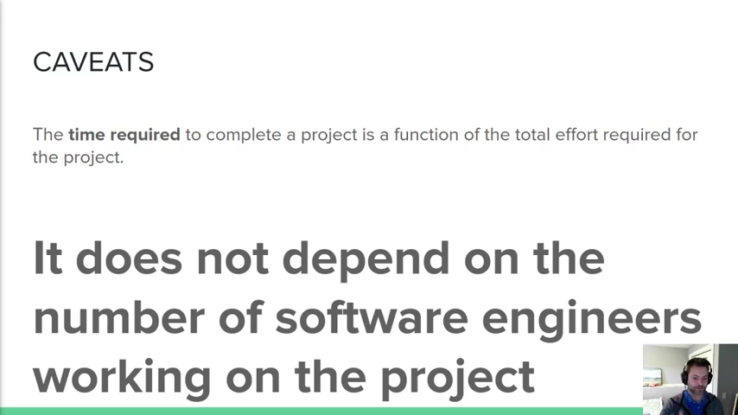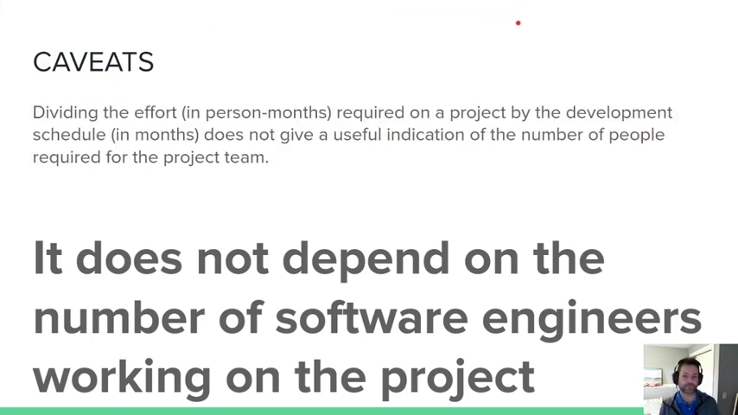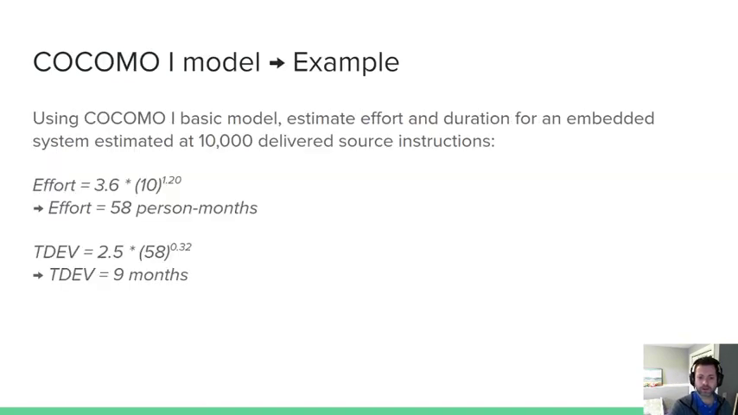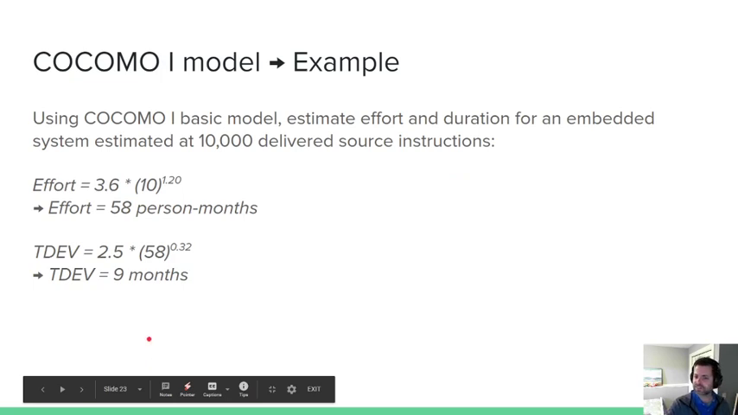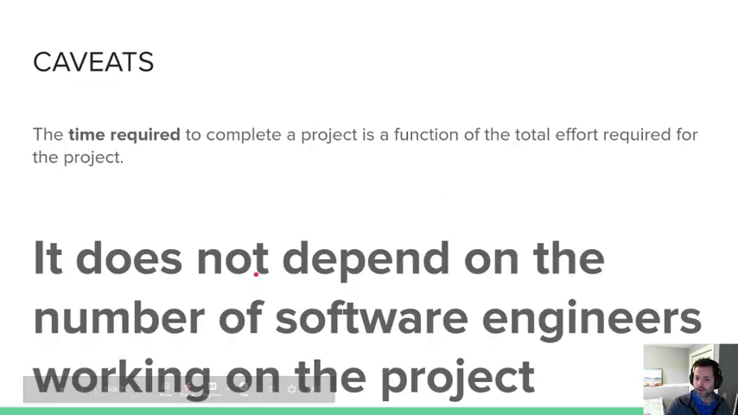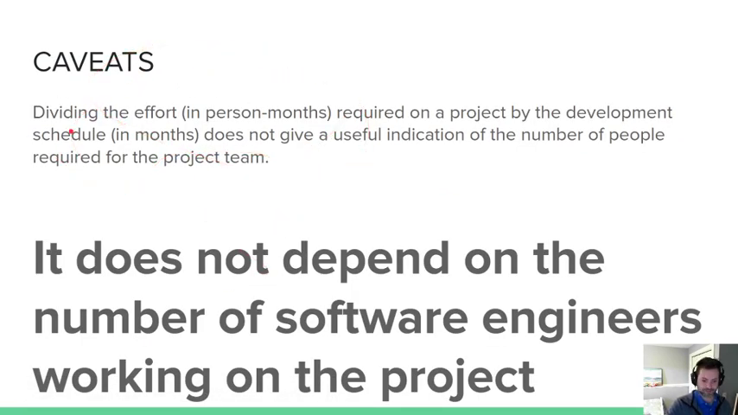Huge, bold font. You can't just throw people at a problem and expect it to get done quicker. Dividing the effort by the development schedule does not tell you how many people you need. So I can't just take 58 person months divided by, whatever it was, like 9, I think. Let me go back here. Yeah, 9 months. So 58 person months divided by 9 months is like 6.5 people. You can't just divide it out.